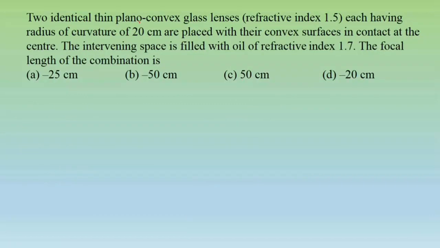Two identical thin plano-convex glass lenses of refractive index 1.5, each having radius of curvature 20 cm, are placed with their convex surfaces in contact at the center. The intervening space is filled with oil of refractive index 1.7. The focal length of the combination is? So this is a plano-convex lens having radius of curvature 20 cm. Then this intervening medium is filled with the oil.